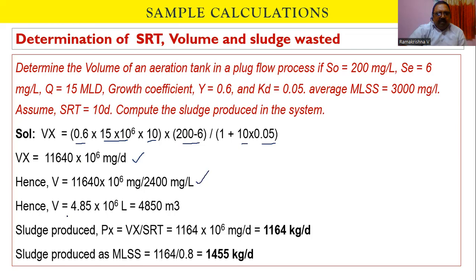Subsequently, V is equal to 4.85 into 10 to the power of 6 liters, which is equal to 4,850 meter cube. Here, because of conversion, 1 meter cube is equal to 1000 liters, so we are changing the liters back to meter cube. And solids produced is Vx divided by SRT. Vx we already calculated here, and SRT is equal to 10 days.